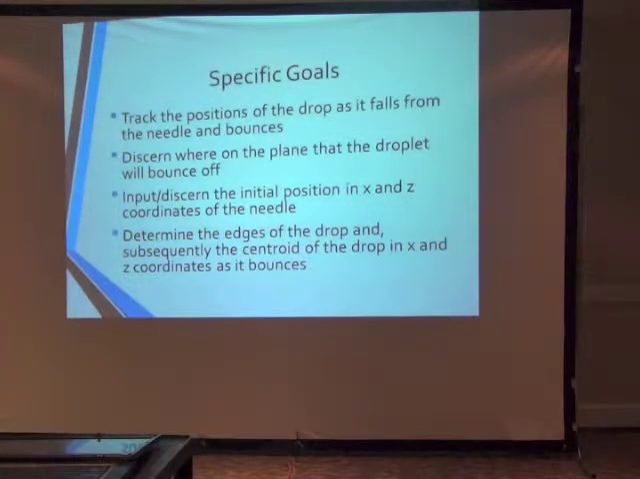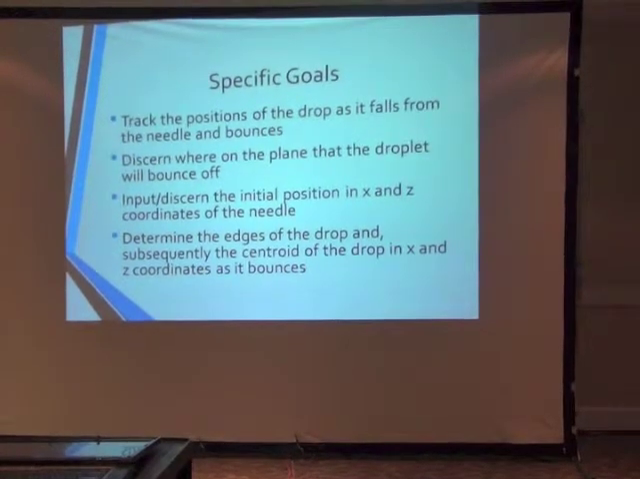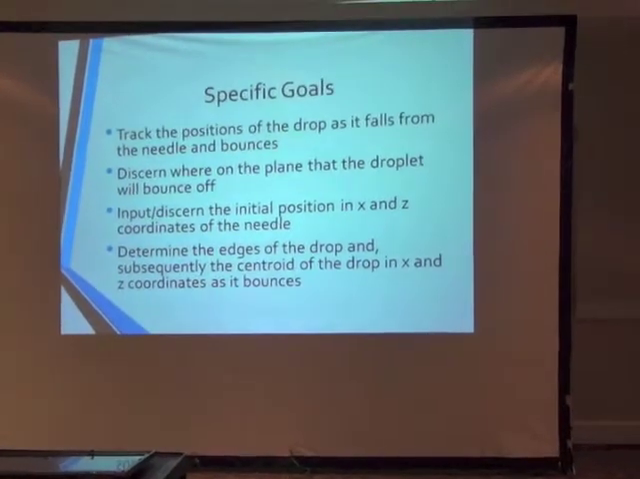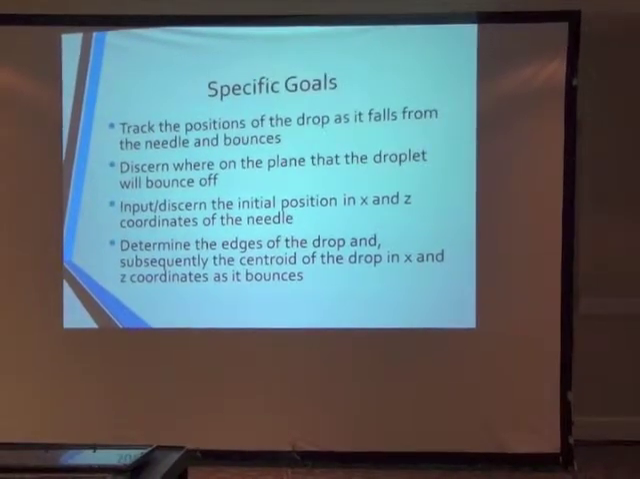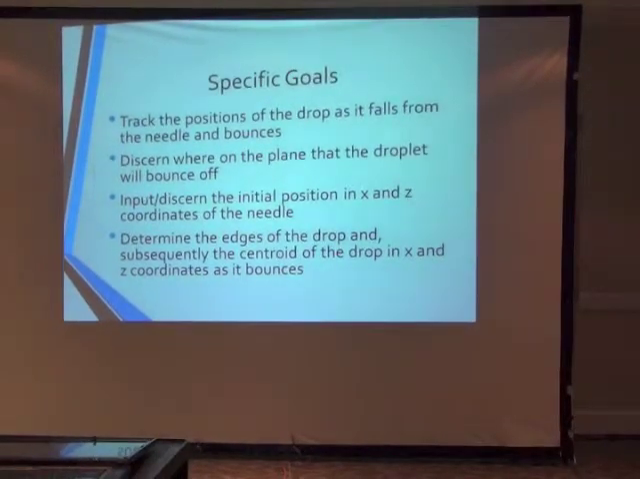Okay, so the more specific goals were to locate the position of the droplet as it falls. Now, we are looking at high speed images, so we have to tell the computer what to do. We also had to discern where on the plane the droplet would land and where it would bounce off. We had to calculate the position of the needle, because the droplet comes from a needle. We also had to determine the edges of the drop and the location of the centroid as it bounces on the surface. We were given about 300 test images. Each image has a droplet located at different positions.